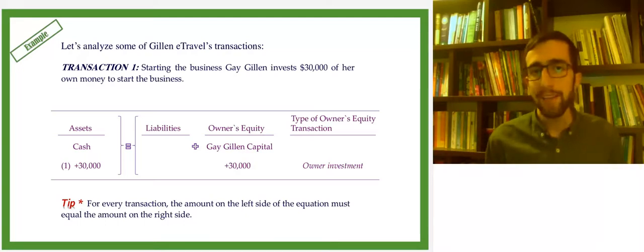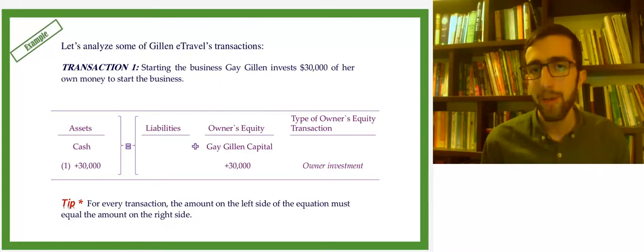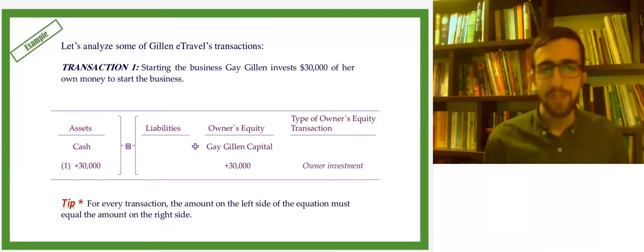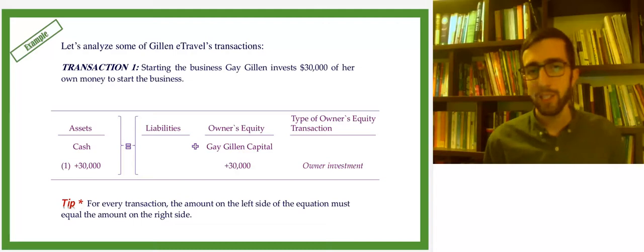On this page, we have an example, and we have to be careful. We have to analyze different transactions for Gagelen e-travel company. In the first transaction, Gagelen starts the business and invests $30,000 in cash. Here in this transaction, Gagelen invests in the business. So on the left side of the accounting equation, which is assets, our cash account increased because cash is a subset of assets on the left side. And on the right side of the accounting equation, capital increased $30,000. And capital is a subset of owner's equity on the right side.